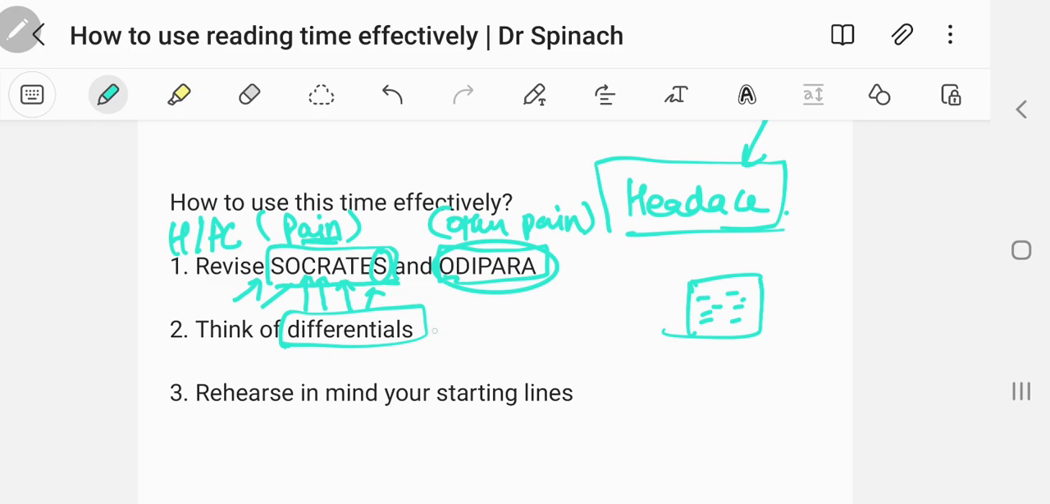So you're going to think about differentials. Now, there is a trick when you think about differentials as well. So how do you think about differentials? The first thing that you think about are the red flags.